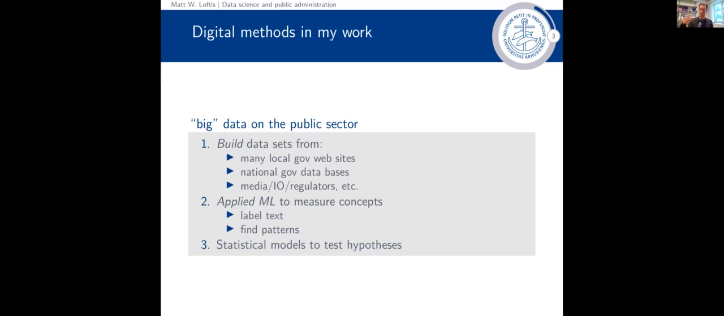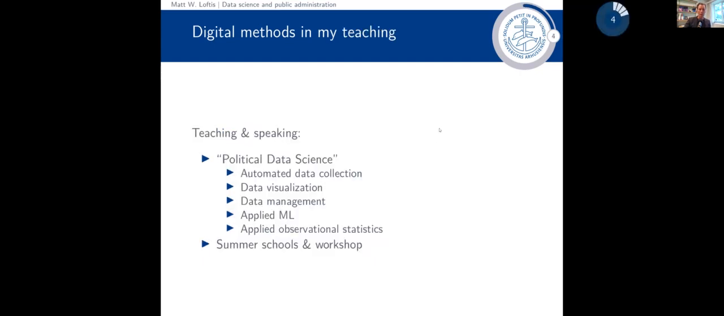And I find myself using a lot of applied machine learning, primarily to measure concepts. So things like, we need to label some text. Is this about education policy, or is it about energy policy? And then there are times when I'm using machine learning algorithms that are more focused on identifying patterns. So, where is there some signal in the noise here? Can we validate that as a measurement of something we care about, and so on. And all of my work is essentially moving to statistical models to test hypotheses after that. And I also teach a lot in this area.